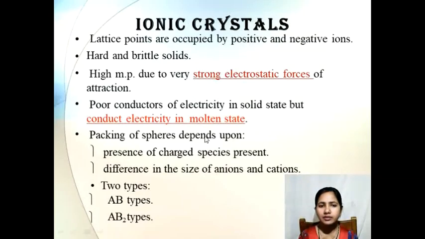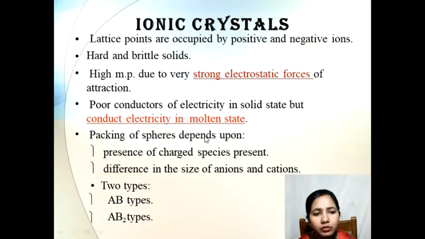The first one is the ionic crystal. As the name itself suggests, ionic, the constituent particles are basically ions: positive ions and negative ions, or cations and anions. So here the lattice points are occupied by the positive and the negative ions. The properties are given here. In this type of crystalline solid, the constituent particles are the positive and the negative ions.